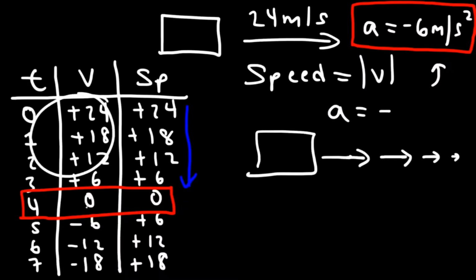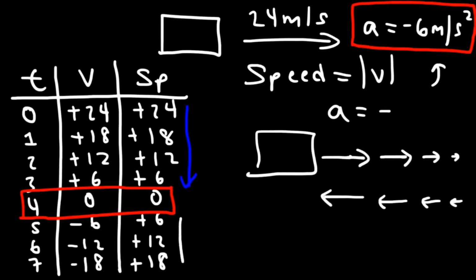Notice the velocity is going from positive to negative, which means that it's changing from the eastward direction to the westward direction. It begins to move faster in that direction. So you can see it's speeding up because the speed is increasing after 4 seconds.